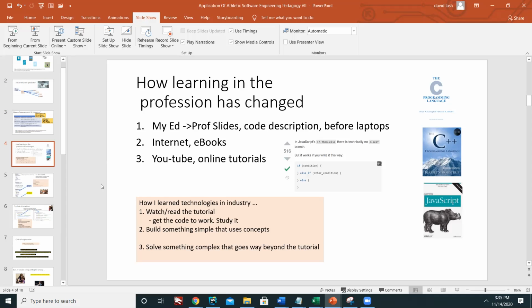So there's this: watch a 20-minute video, get all the code to work. It might take me 2 hours to do that. Get it to do something different. Do I have enough to start a project? So there's all this sort of assessment.